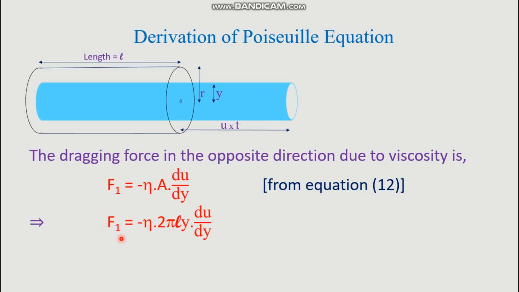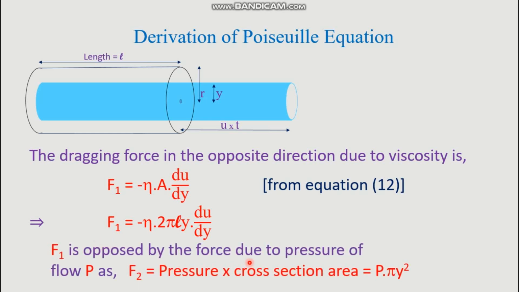Now this F1 is opposed by the force due to pressure of flow, and this pressure is P. You can convert this pressure into force very easily by multiplying with the cross-sectional area. The cross-section means the cross-section of the tiny cylinder, multiplied by the external pressure. The cross-sectional area is pi y squared. I am showing you once again, this is the cross-sectional area. So the external pressure into the cross-sectional area, that is pi y squared.